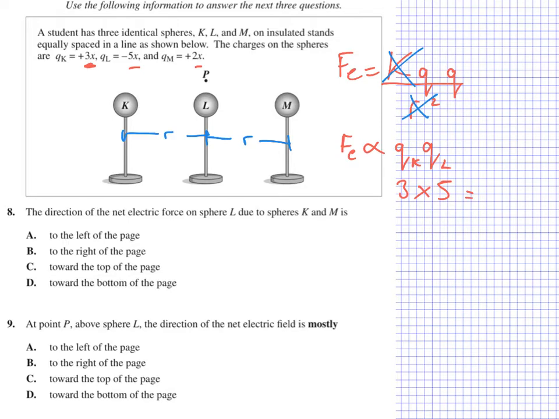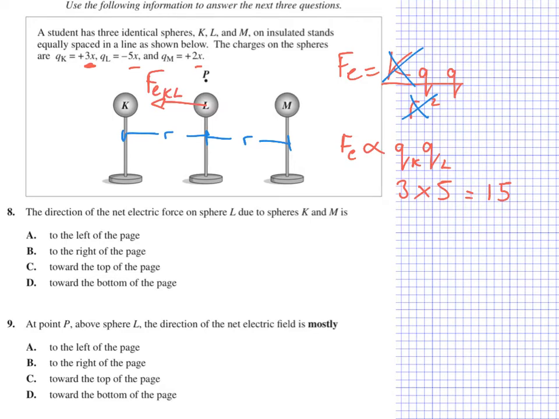And again, we're not really interested in the actual value in newtons. We're just looking at the proportionality. So of course, 3 times 5 is 15. So that's going to give us the force acting on L as a result of K and L's charges. So that's this force here. This is the electric force from K and L.